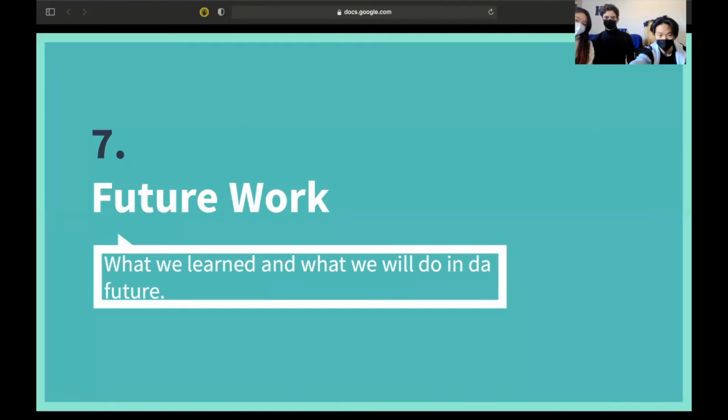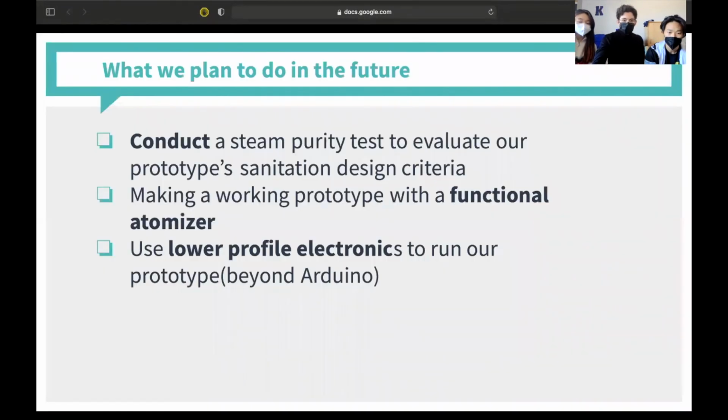For future work and what we learned and what we will do: for our testing for sanitation, we were going to have a steam purity test to test how pure the water was, but clearly with the time and the resources we had access to, we could not do that. Also, the atomizer from the humidifier was not functional with our Arduino, so that is something we'll try to use in the future. And in the future, because we used an Arduino, we will try to use lower profile electronics that could hopefully work with an actual patient.